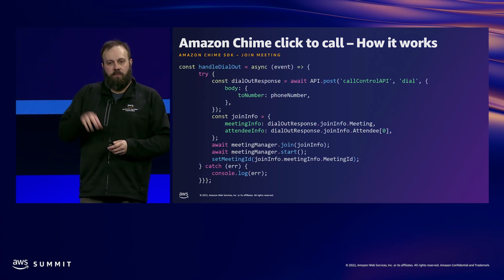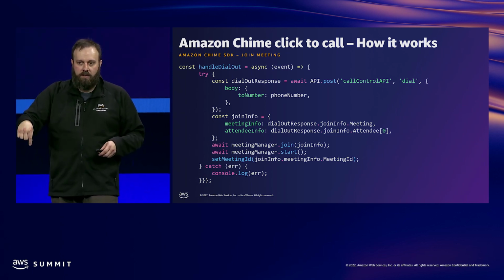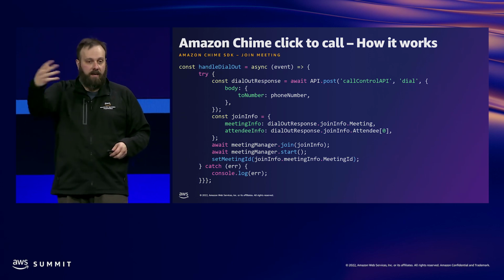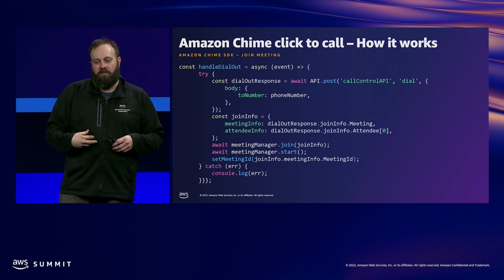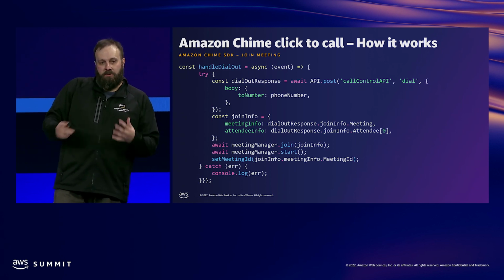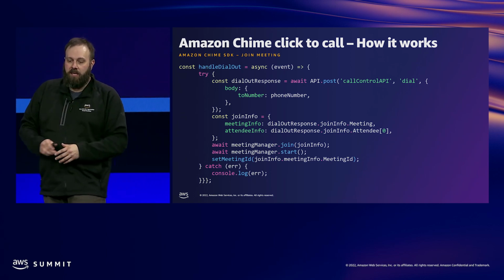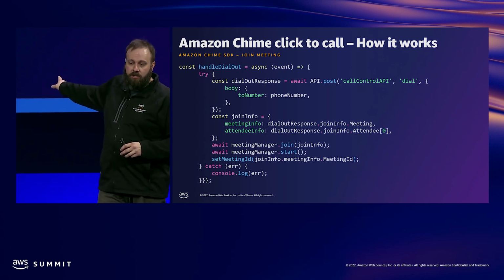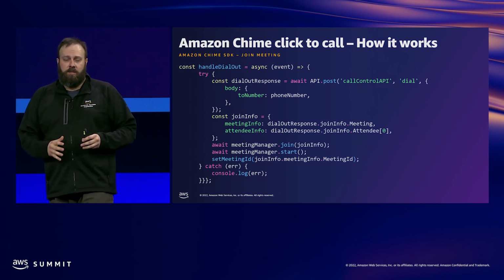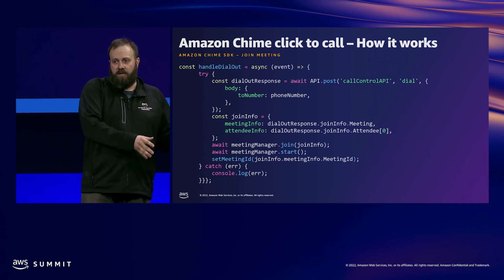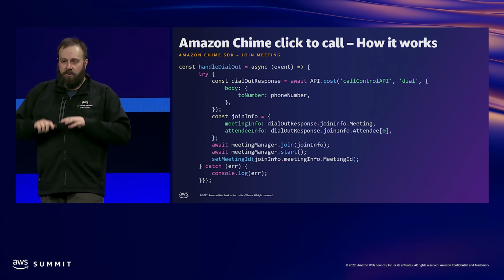This is what that looked like when I pressed that dial button. So this is the handle dial out, is me pressing the button on the UI. And what happens is I make that call out to the API, and I get back that information. I get back the join info. So this join info is what I'm going to use in order to join this client into that meeting. So you can see here, await meetingManager.join with the join info, and await meetingManager.start. And after that, I have established audio from this client through the Chime SDK meetings. And that's really all that it takes in order to set up a meeting.